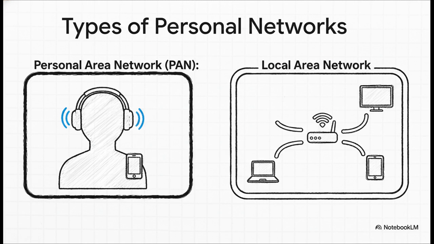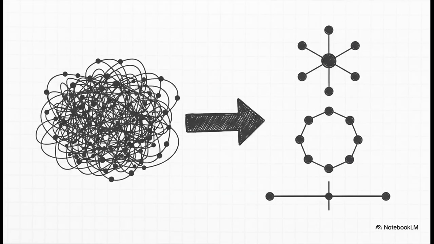Then we scale up a bit to the local area network, or LAN. This is your home Wi-Fi. It connects all the devices in one place, your laptop, your smart TV, your phone, all through that one central router. Now, here's the thing. These networks aren't just some random mess of connections. They're actually built with specific structures, or shapes, and we call these shapes topologies. And the shape is super important. It decides how fast, how reliable, and how easy the network is to manage.